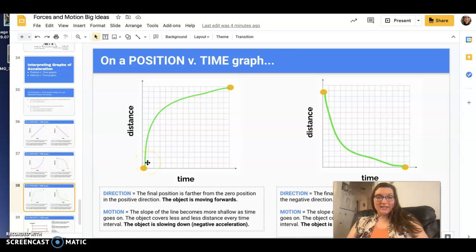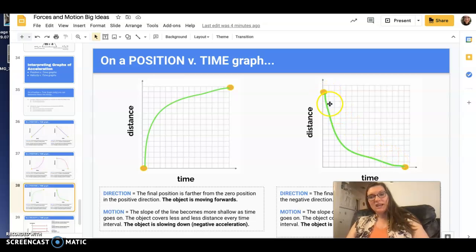These are both decelerations. They are starting off at a really steep slope, and as time goes by, they're covering less and less distance as the seconds go by. So this is deceleration in a positive direction, or positive velocity with negative acceleration, moving less and less meters every second. And this is deceleration in the negative direction.